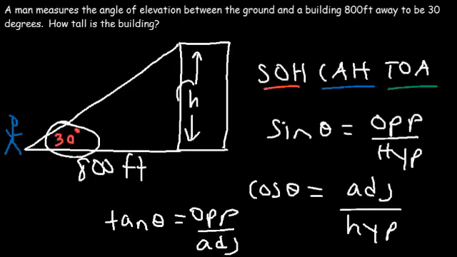Since we're looking for the height of the building, which is the opposite side, and we have the adjacent side, we have to use the tangent ratio. We don't know anything about the hypotenuse of the triangle, so we can't use sine or cosine. We must use tangent.